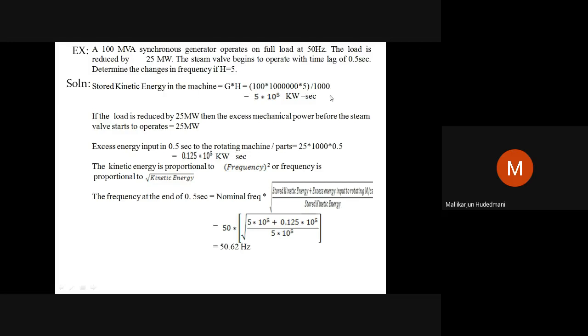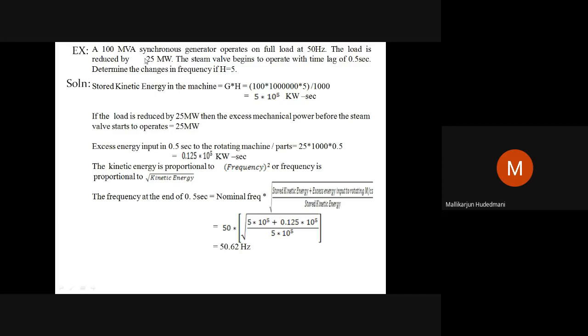But 8-mark work, can you see the work involved here? You can see the numbers here, that's all. And how it's being done, let's go ahead. A 100 MVA synchronous generator operates on full load at 50 Hertz. The load is reduced by 25 megawatt. The steam valve begins to operate with a time lag of 0.5 seconds. Determine the change in frequency if the inertia constant of the plant is 5. What do you understand from this?